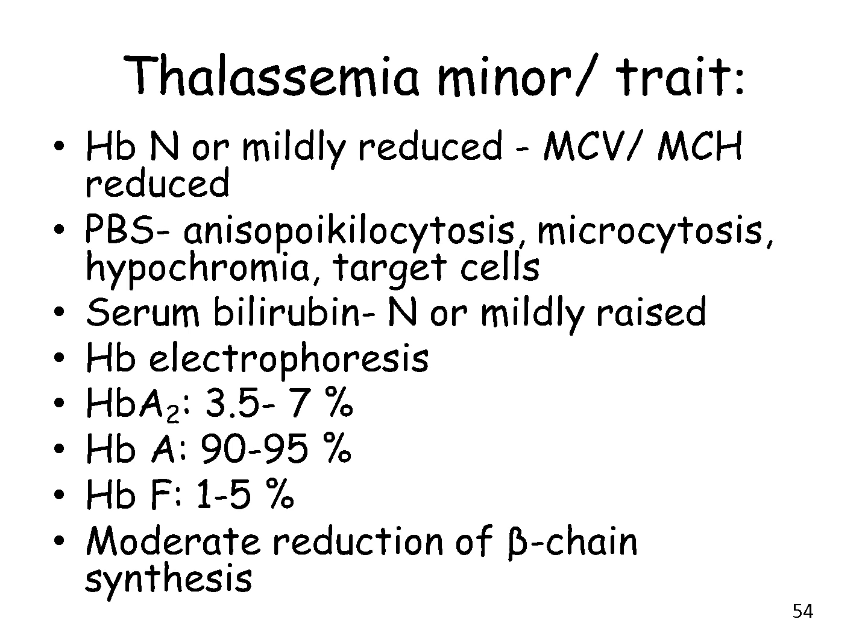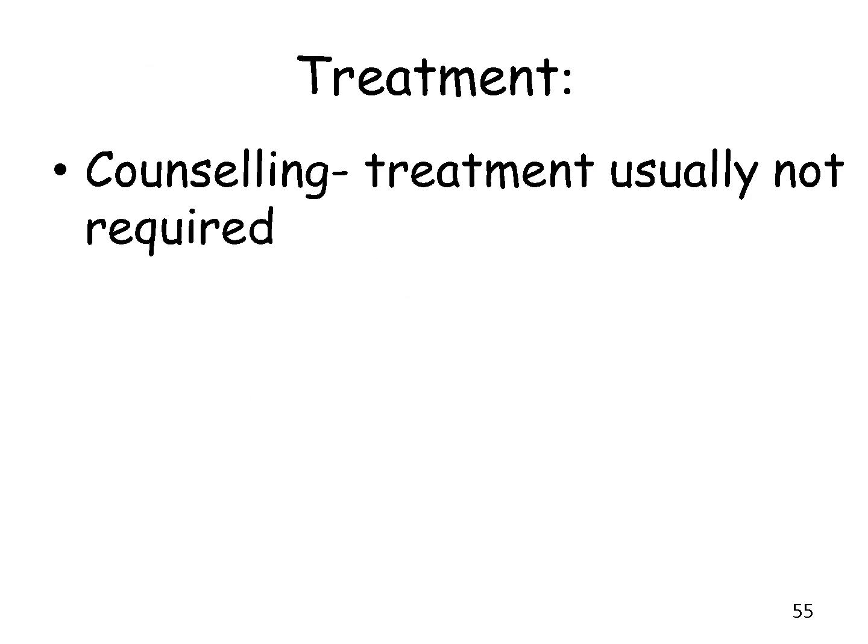In thalassemia minor or trait, hemoglobin will be normal or mildly reduced. MCH and MCV are reduced. In peripheral blood smear, there will be anisopoikilocytosis, microcytosis, hypochromia, target cells. Serum bilirubin will be normal or mildly raised. In hemoglobin electrophoresis, there will be HbA2 3.5 to 7%, HbA 90 to 95%, HbF 1 to 5%. There will be moderate reduction of beta chain synthesis. Here, counseling is more important than treatment. Treatment is usually not required.